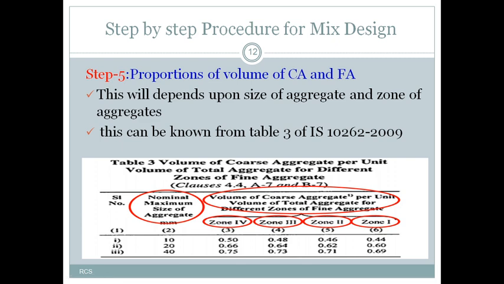If you want to calculate the proportion of fine aggregate, the total volume is 1. From that you have to deduct this 0.62. Then you will get the proportion of fine aggregate as 0.38. All this we will discuss in detail when designing a mix proportion for a particular grade of concrete.